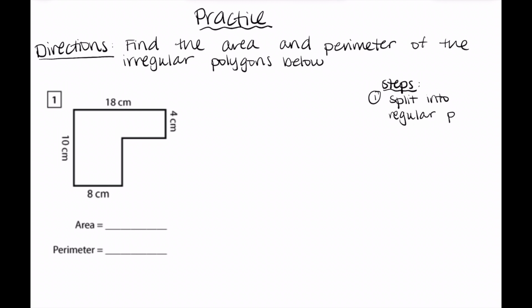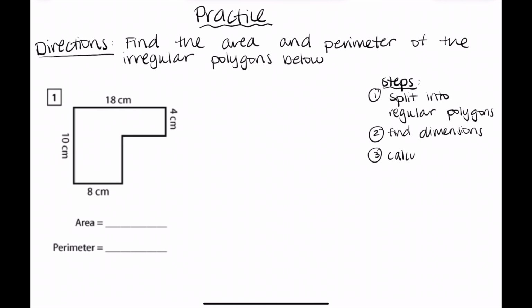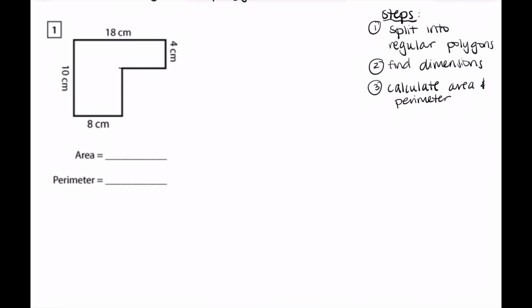Now I'm going to write some steps here on the side to follow every single time you get a question like this. So the steps are, first, split up the irregular polygon into regular polygons. Then, since we're splitting the figure up, we want to make sure that we find and write down all the dimensions of the shape. And then our third step would be to calculate the area and perimeter. And depending on how many shapes you split it into, you would add all of those parts together.